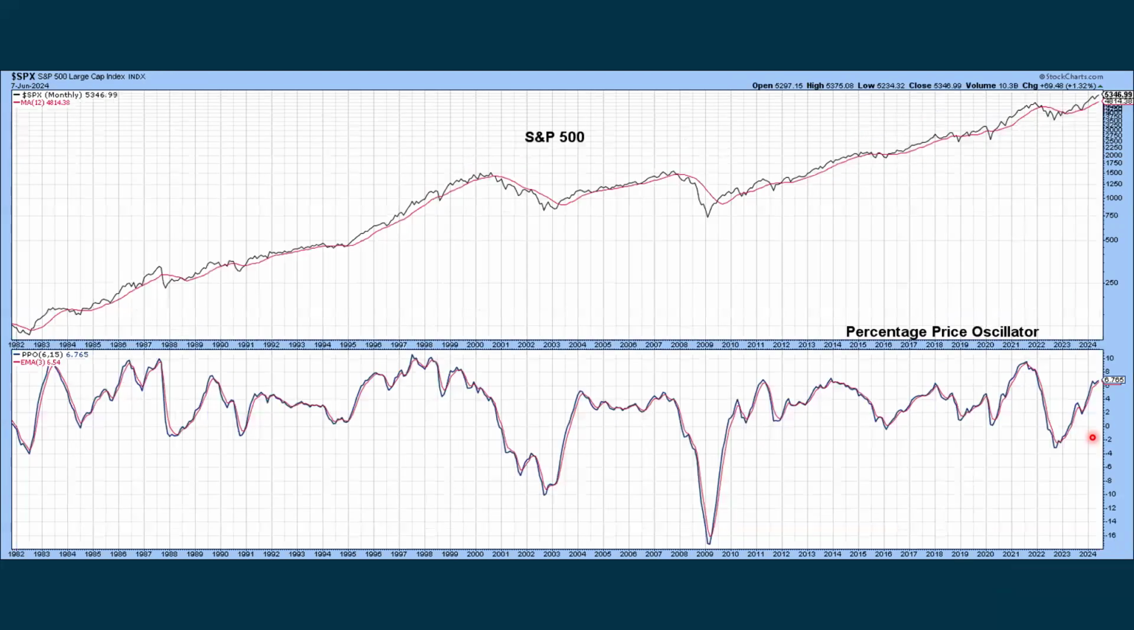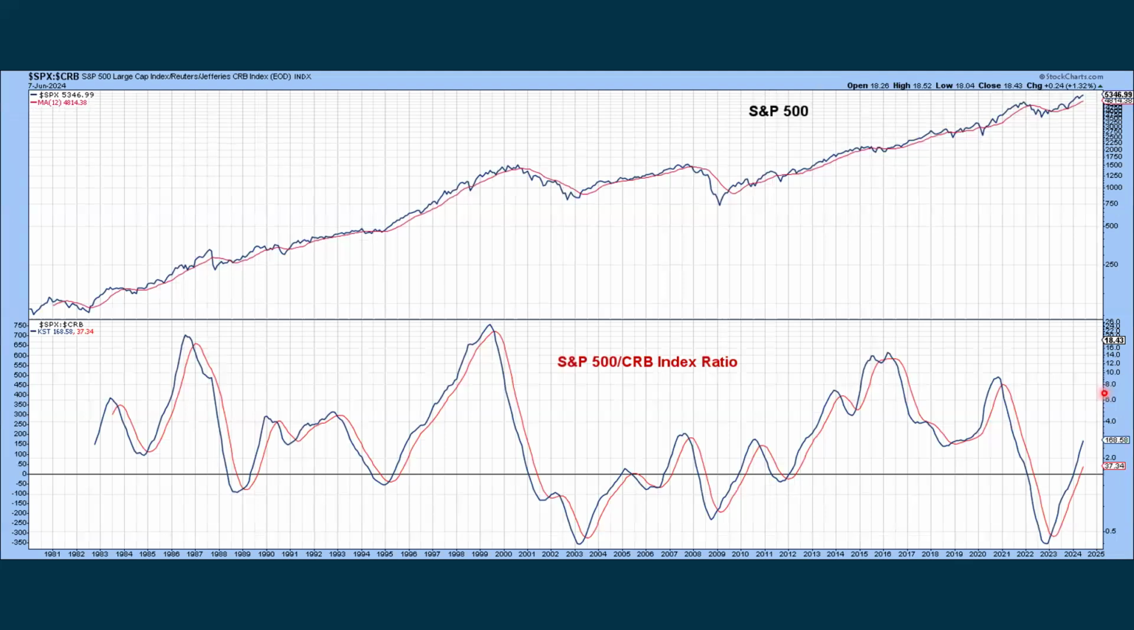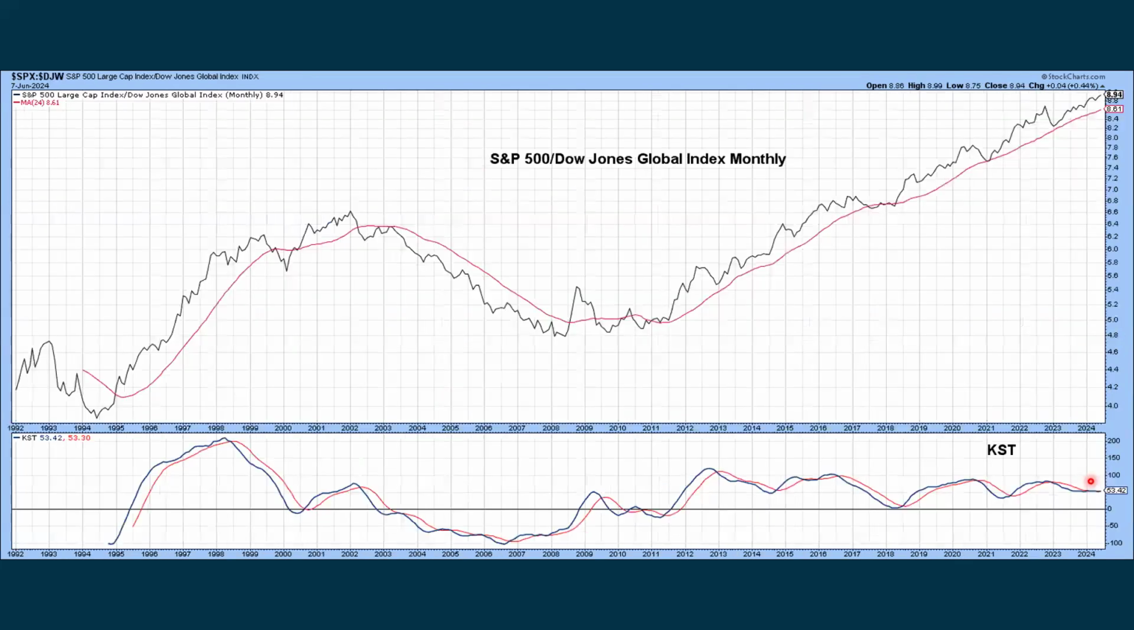Here's the S&P with a monthly chart. We're above the moving average, and the momentum oscillator is starting to turn back up. That's positive longer term. We look at the S&P on top, and then a ratio between stocks and commodities showing how stocks are outperforming. Then another monthly chart looking at a global index showing how the S&P is outperforming, but the KST is right on top of its moving average currently. But this is a monthly chart and it can take a while to develop here.